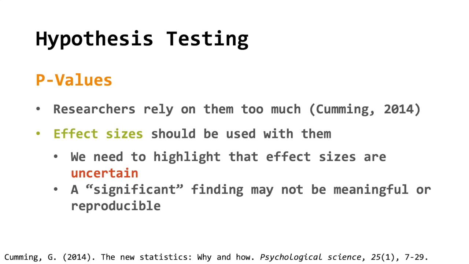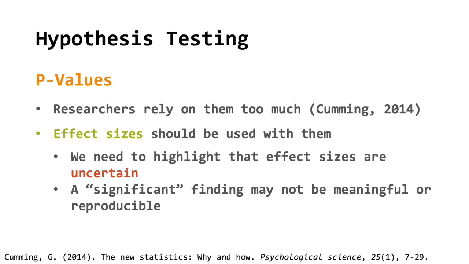We also need to highlight the fact that effect sizes are uncertain. These are estimates, so there's some uncertainty in them. So even if we get a big effect size, that's just an estimate. We don't know what is really happening in the population. That's just our best guess.